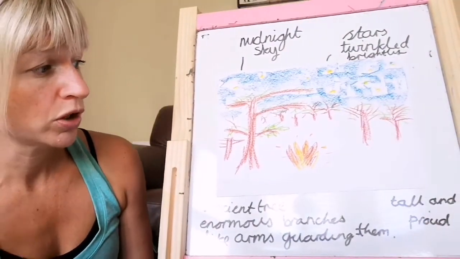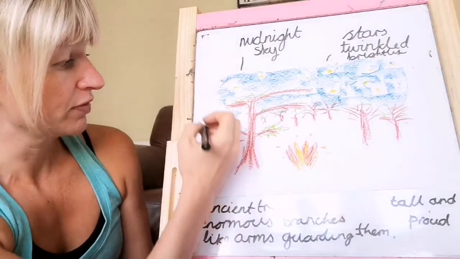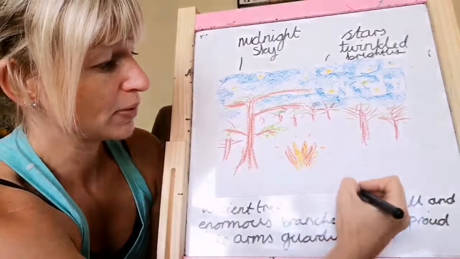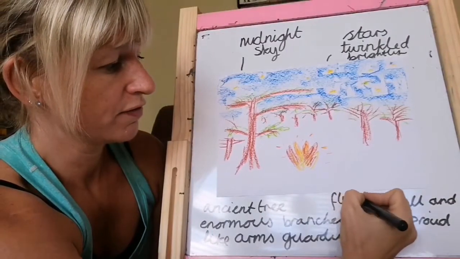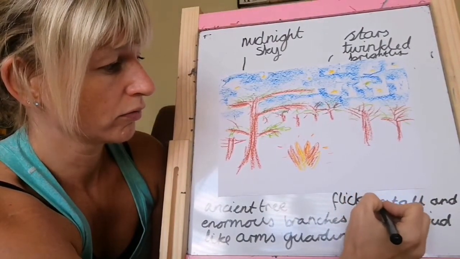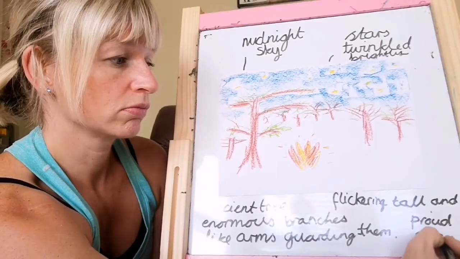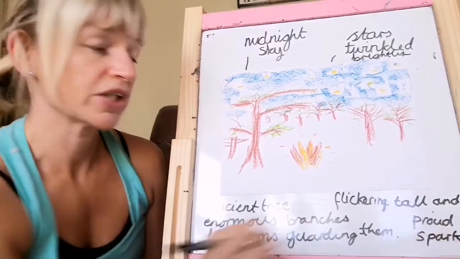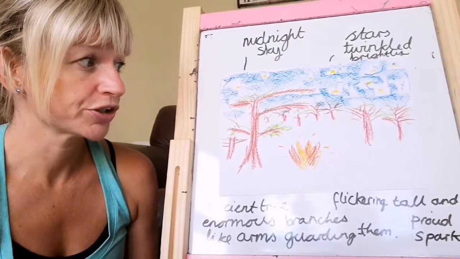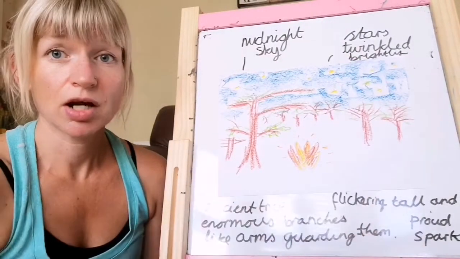And I also knew to make it look like it was flickering, running out of space. I'm going to put that here. Flickering. Okay, and that there would be sparks that was illuminating the darkness. So that is the start of mine.